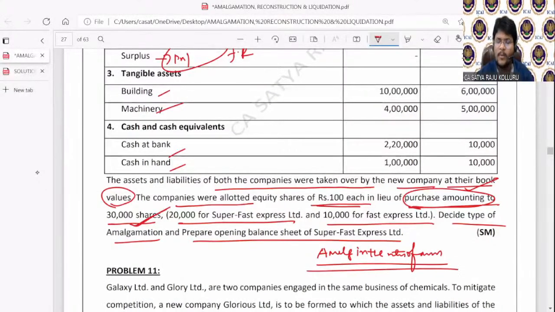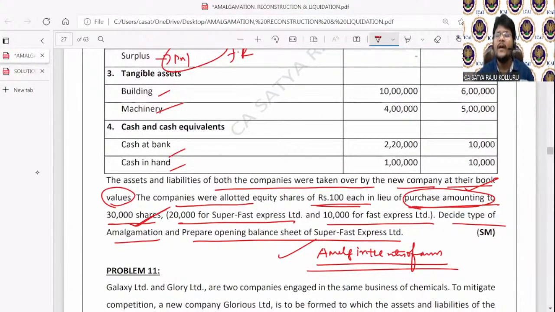Sir, if the problem is asked like that, then only you can decide the type of amalgamation. But in the examination, most of the times, more than 90%, they will mention the method of amalgamation. They will not confuse you. Sir, which method you need to adopt, they will give clearly. Or else, if at all not given, at least they mention a hint.